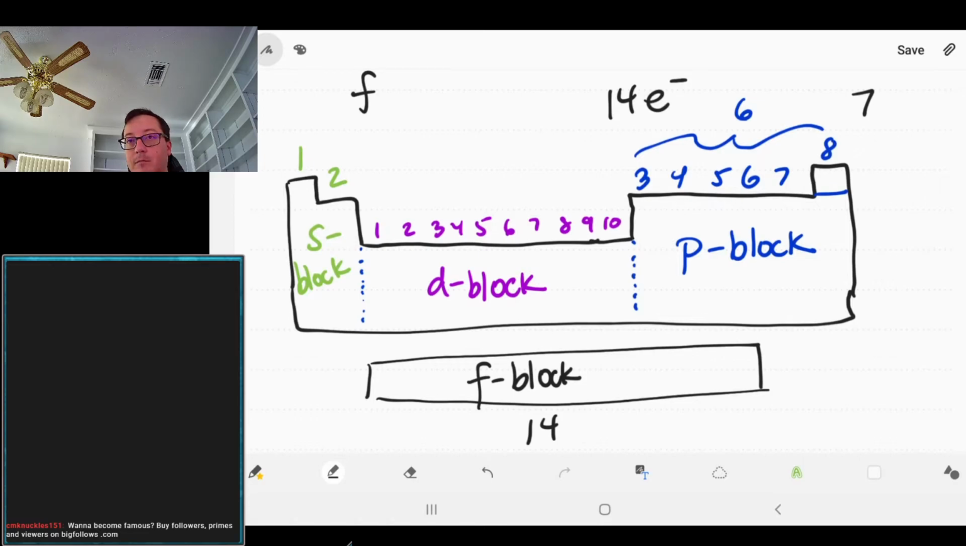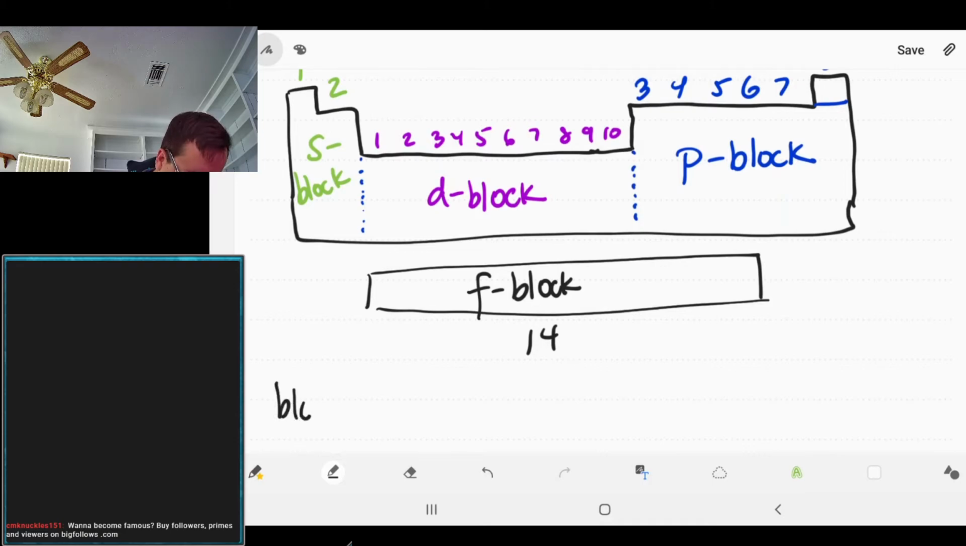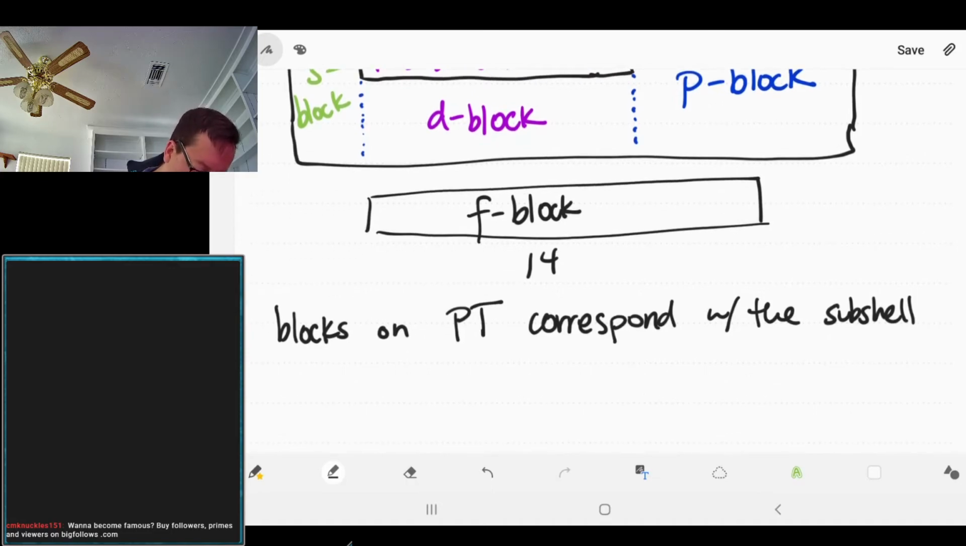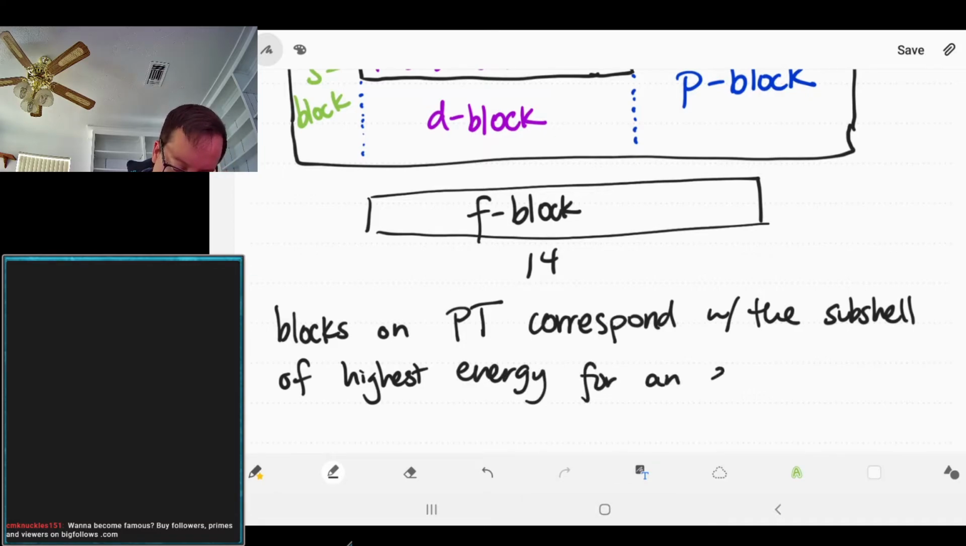I will write that down. The blocks on the periodic table correspond with the subshell of highest energy for an element.